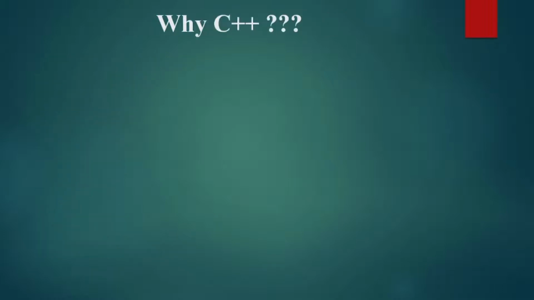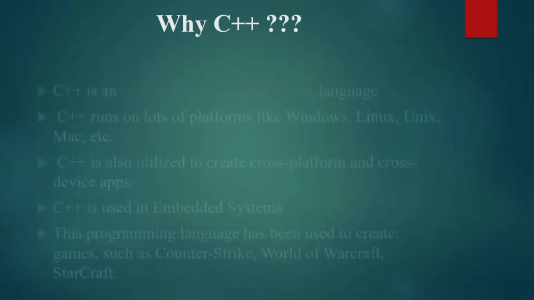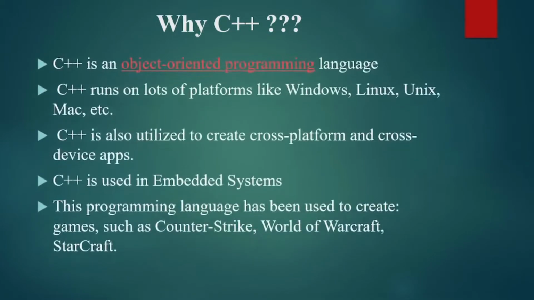Now we will see why C++. Here are some points on why we have chosen C++. Well, the first thing is that C++ is an object-oriented language, which I already told you. The second thing is that C++ runs on lots of platforms like Windows, Linux, Unix and Mac. And after that, C++ is also utilized to create cross-platform and cross-device apps.